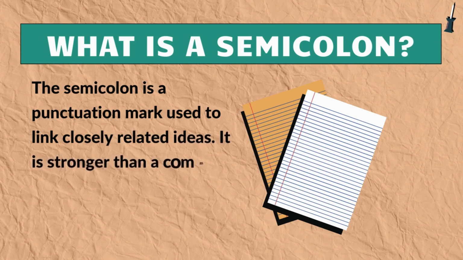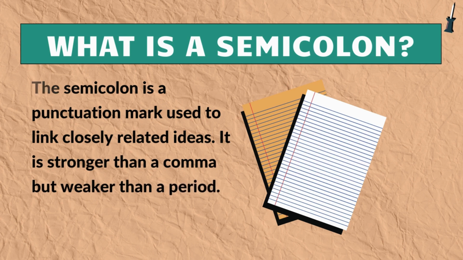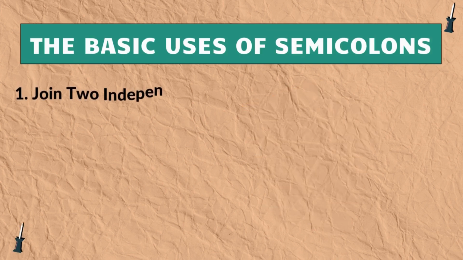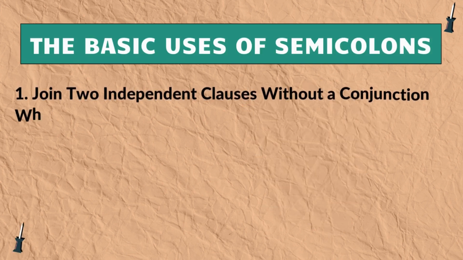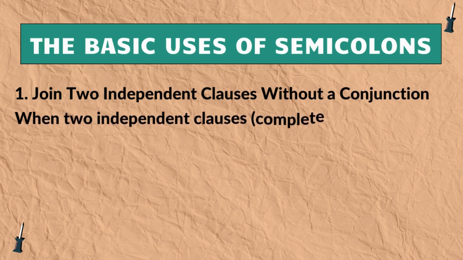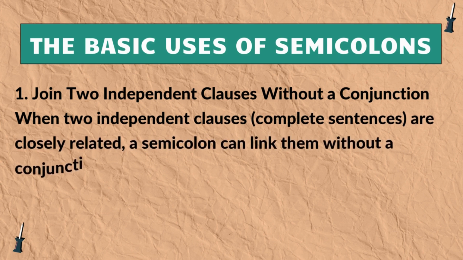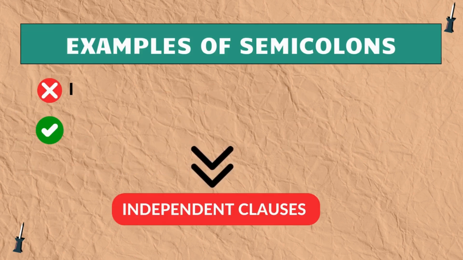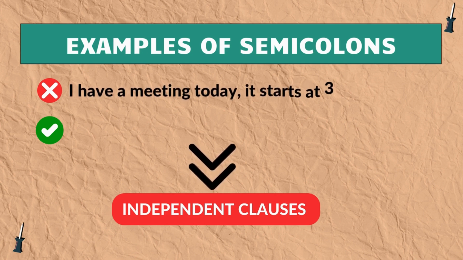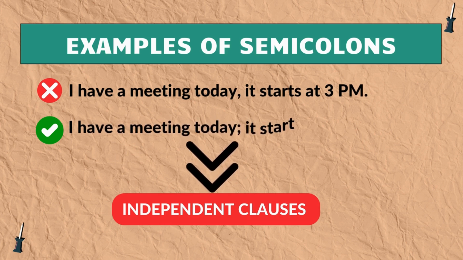Let's discuss its uses. We use a semicolon to join two independent clauses without a conjunction. Two independent clauses are complete thoughts that can stand on their own to convey a complete meaning. When they are closely related, we use a semicolon to link them. For example, "I have a meeting today, it starts at 3 p.m." This is not correct according to punctuation rules. So the correct one is "I have a meeting today; it starts at 3 p.m."